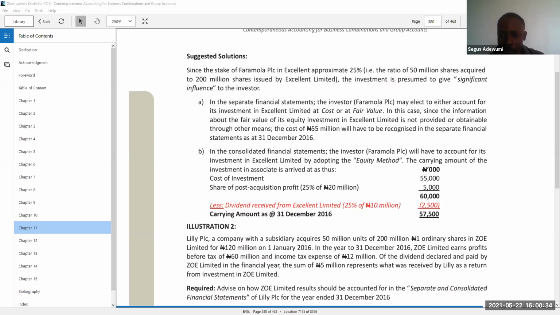Okay, that's one. That means in this case, they said of the dividend declared and paid by Zoe Limited in the financial year, the sum of 5 million represents what was received by Lily as return from investment in Zoe, which means you are not going to be looking for percentage. That's one. Two, how do you address the aspect of giving us profit before tax and giving us income tax? How do we treat that?